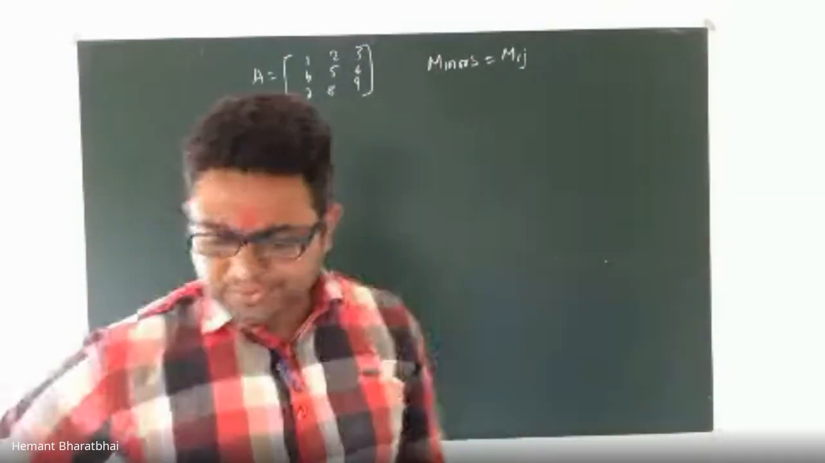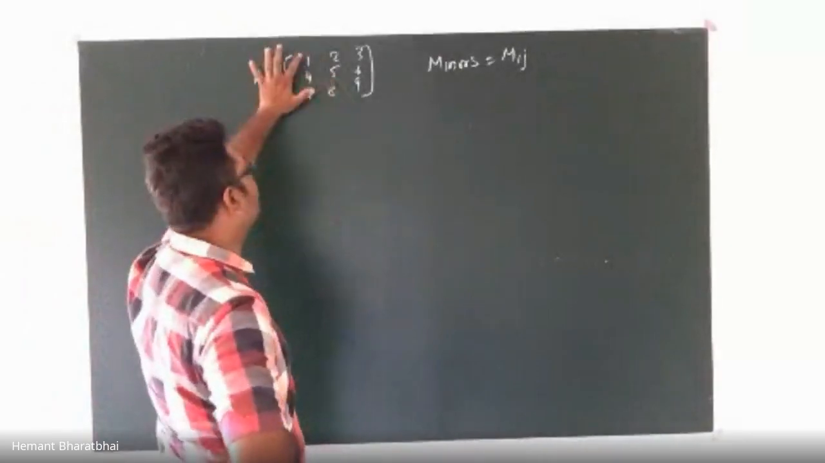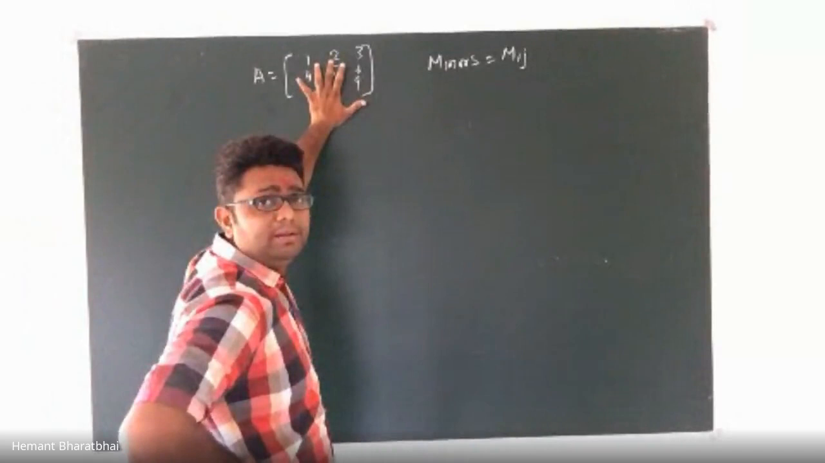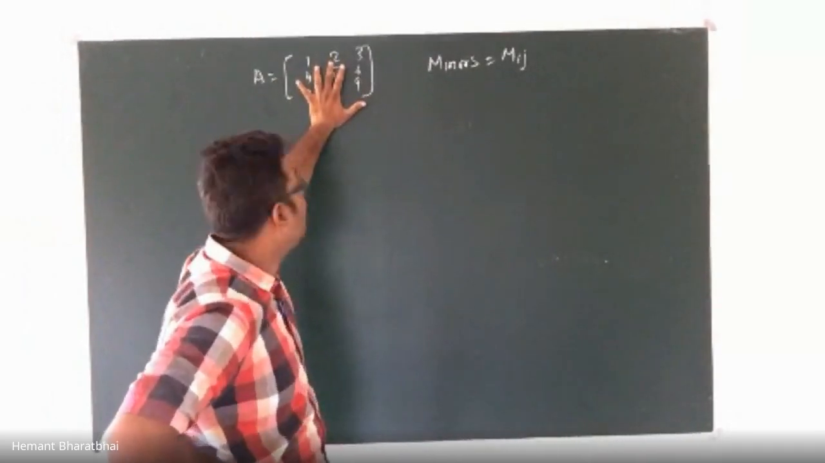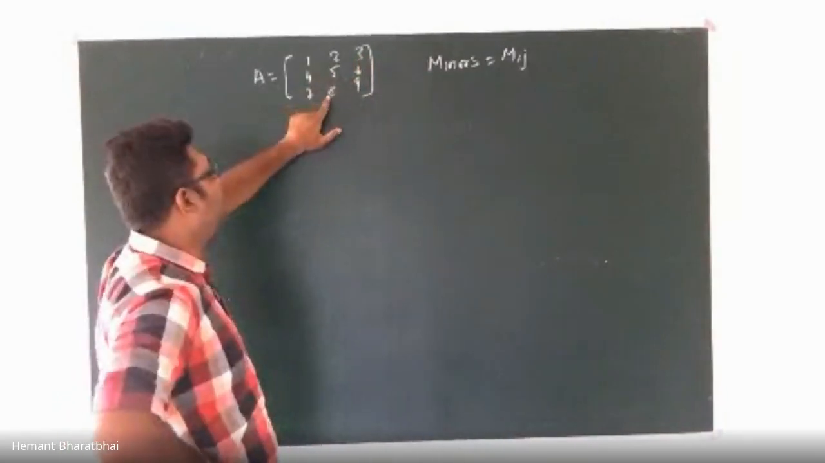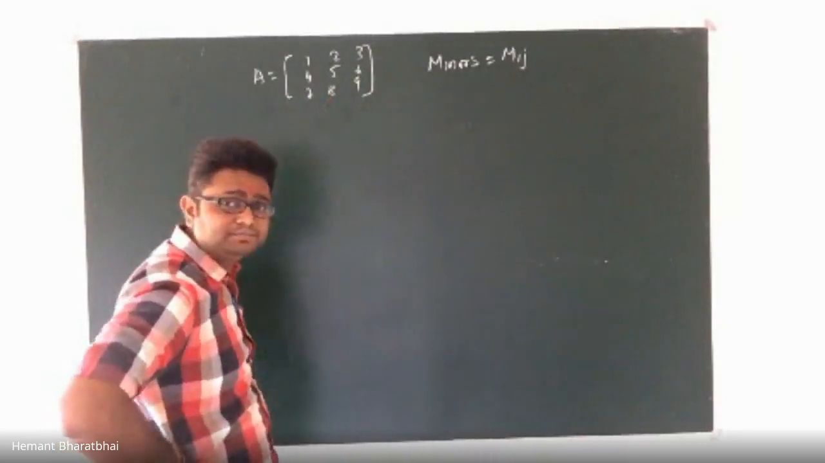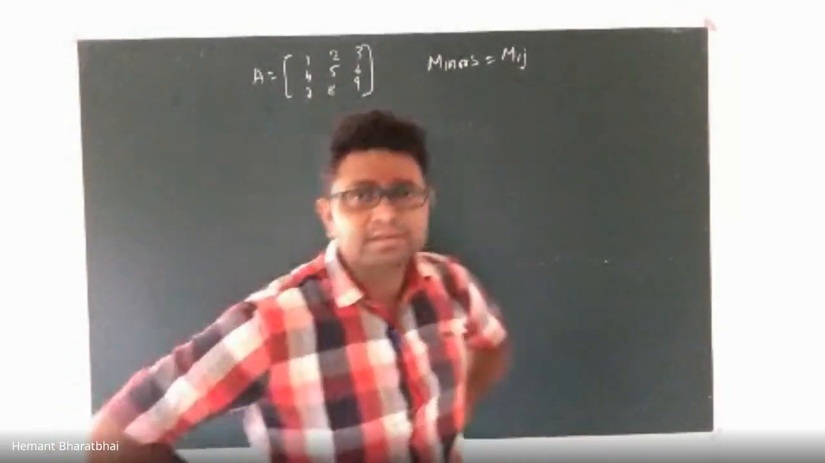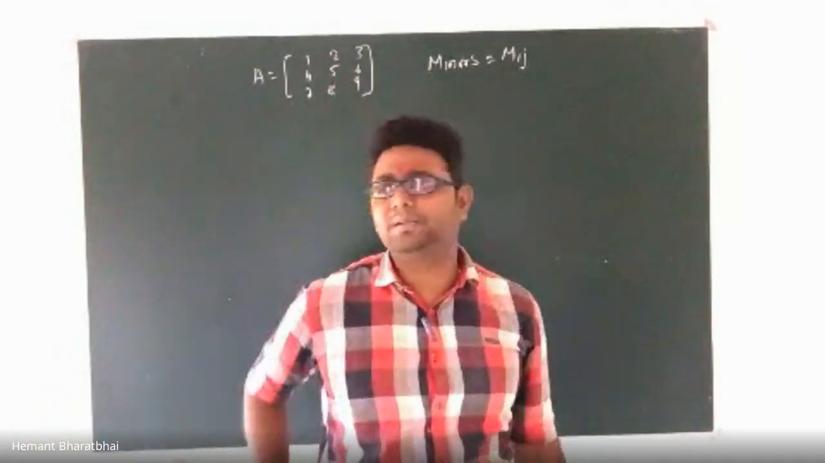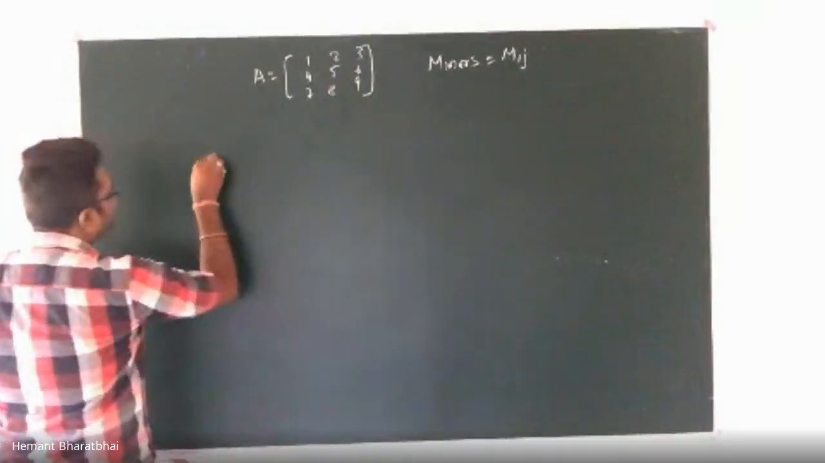So if this is 1, then this is first row, first column, so the minor will be represented as M11. Here the minor will be represented as M12. The minor of this element will be represented as M13. The minor of this element will be represented as M32, and so on. If I am representing a matrix by its minors, then it will be called the minors of a matrix.